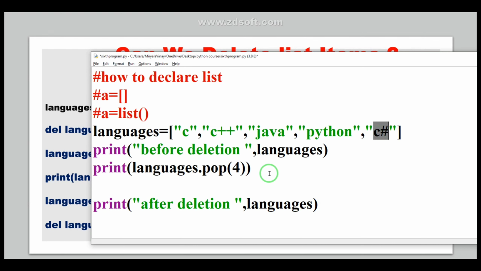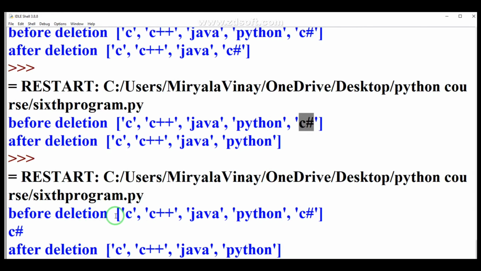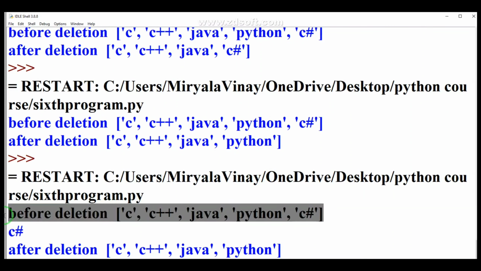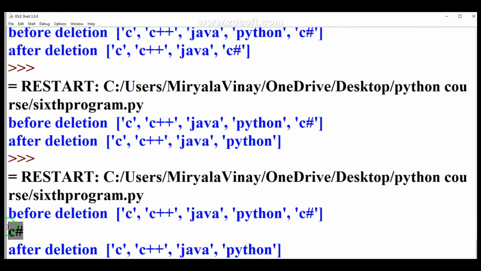So that is why it will be returning output. You can see before deletion we have this list and we have the print statement, that is the pop method. The pop method will return the value that has been deleted from the list, that is C hash has been removed from the list, that is why it is returning C hash.